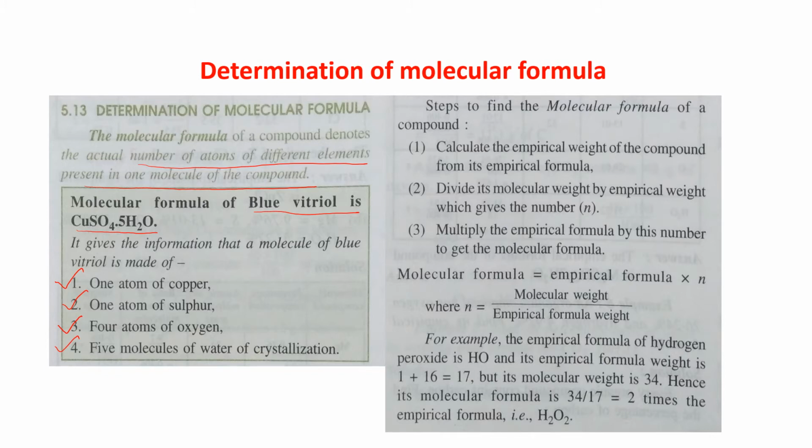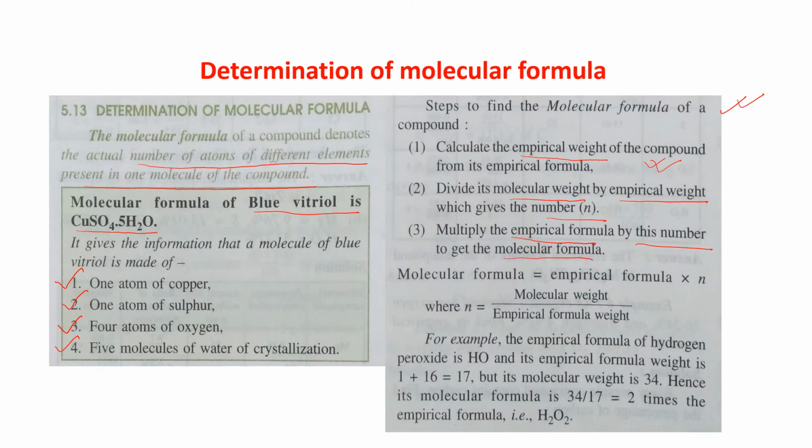Okay, now the steps to find the molecular formula of a compound. How to find out the molecular formula of a compound? Calculate the empirical weight of the compound from its empirical formula. That means you have to first find out the empirical formula and then find out the empirical weight of the compound. Then divide its molecular weight by the empirical weight. This will give you a number, which is denoted as N. Now multiply the empirical formula by this number to get the molecular formula.